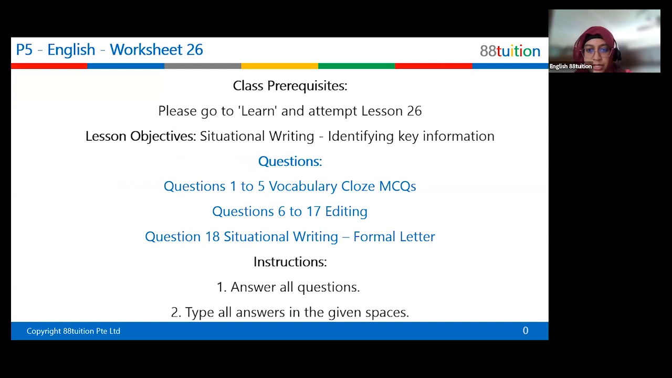So this is week 3 already of the school week. And for today's lesson, for our session today, we're going to cover vocabulary cloze, editing, and formal letter, as you can already see here.